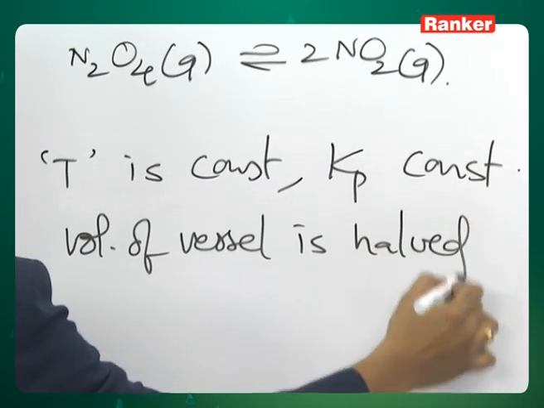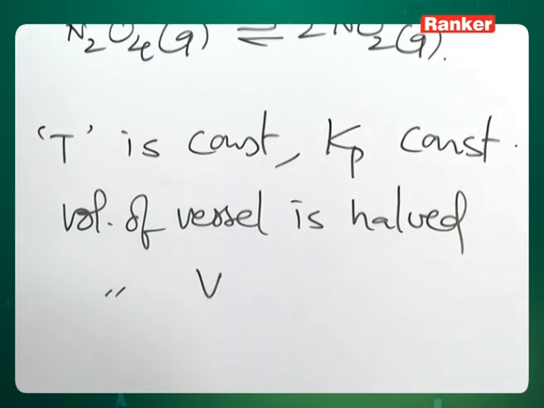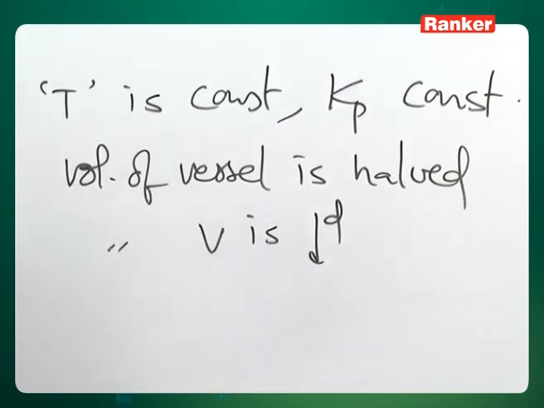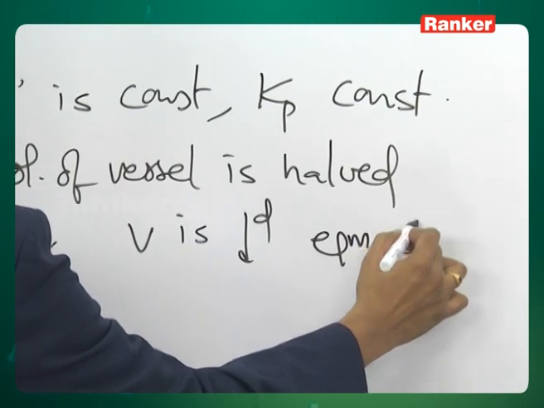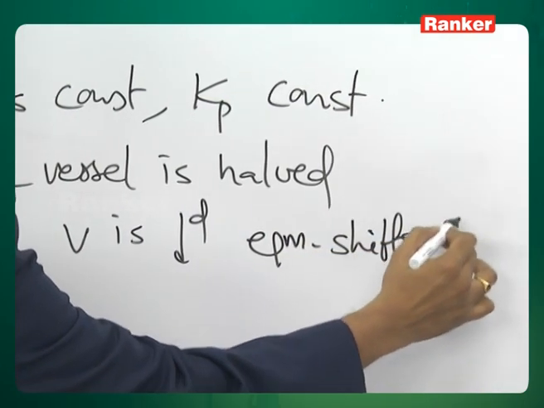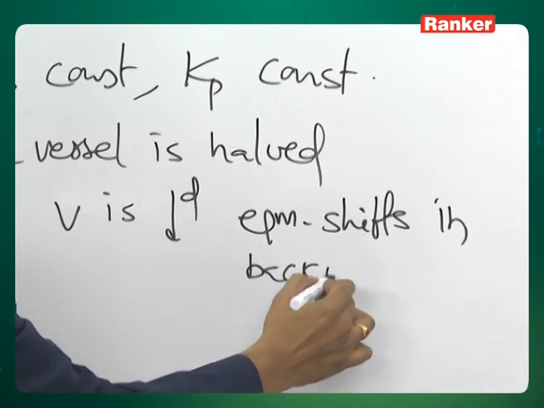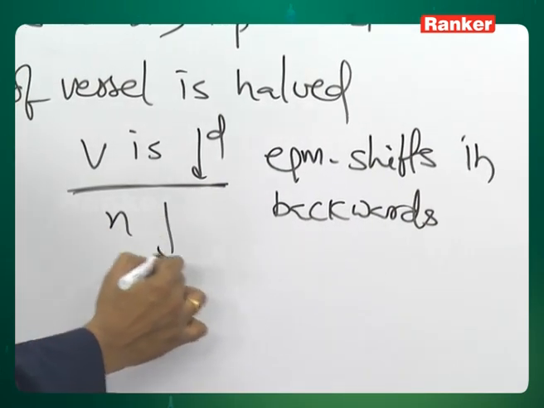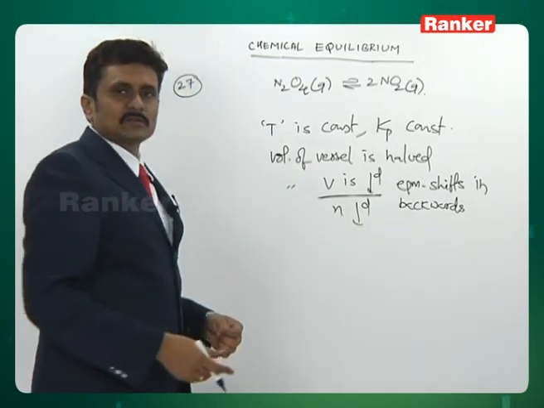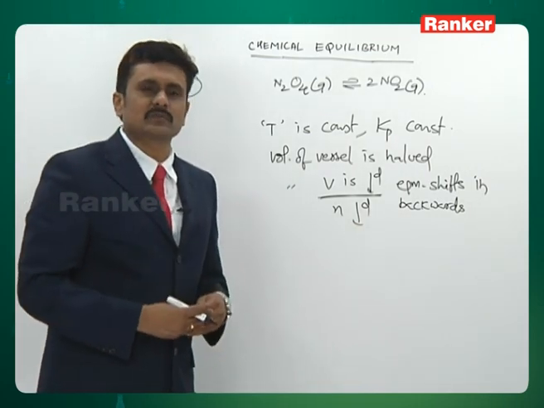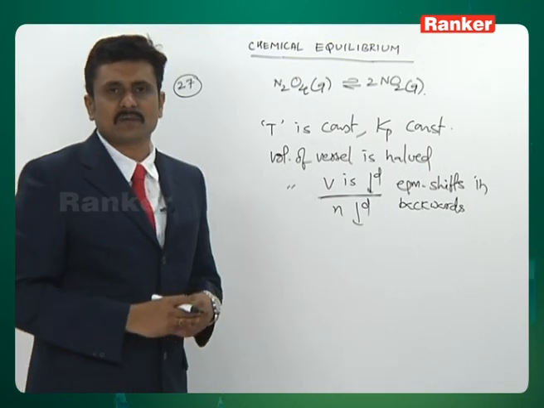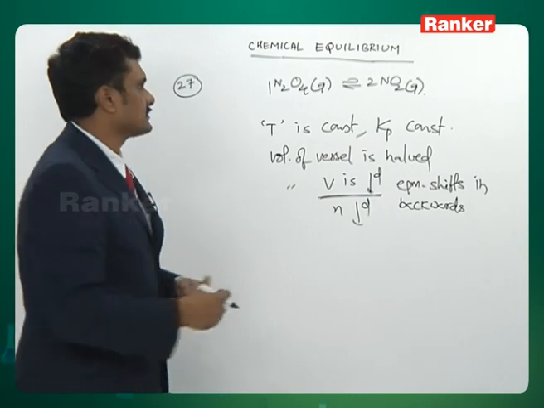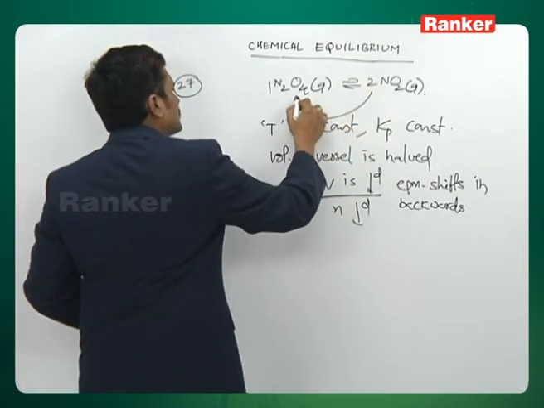When the volume of the vessel is decreased, halved or whatever, the equilibrium shifts in the backward direction in this case, because when volume is decreased, the corresponding number of moles also will decrease. I mean to say the equilibrium will shift to that direction where the gaseous moles of the substances happen to be less. So here the moles of the gaseous reactants are lesser. Therefore, this equilibrium will shift in the backward direction.